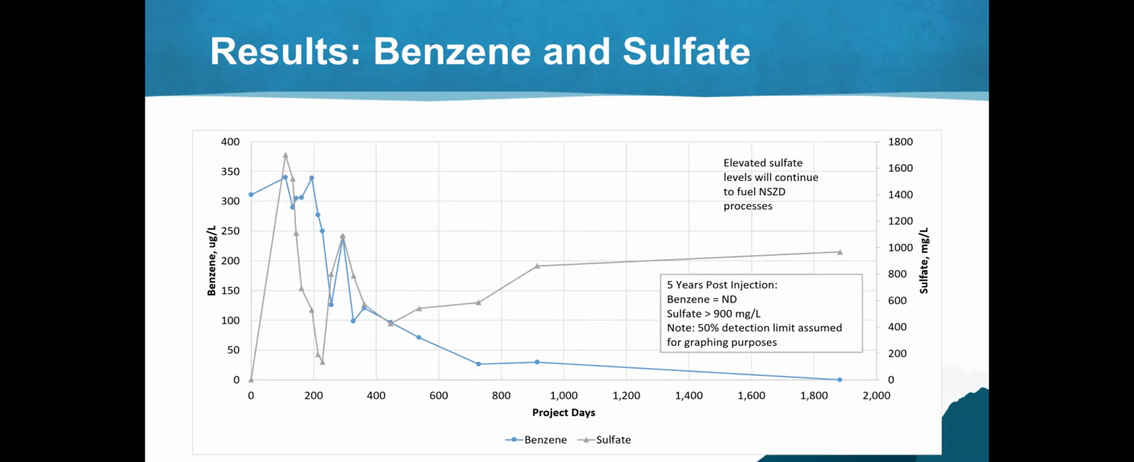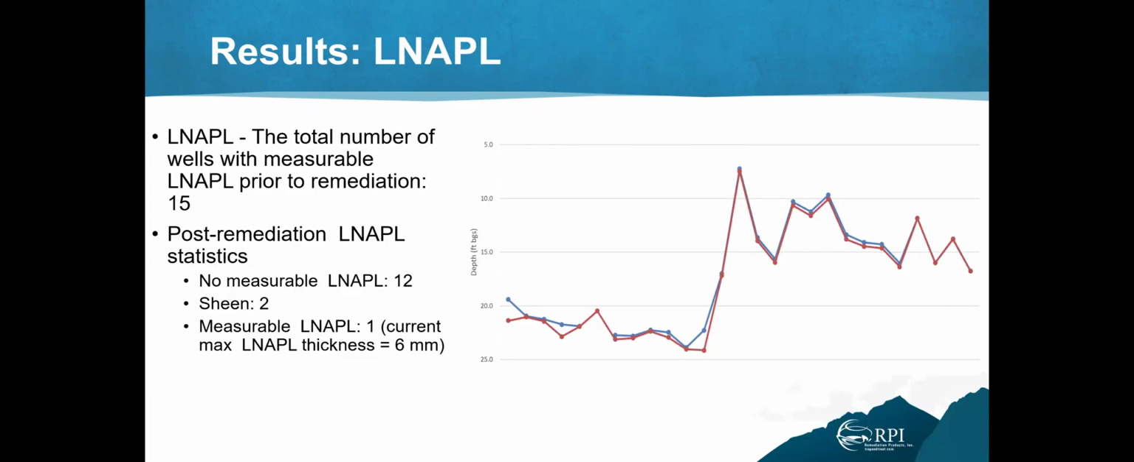Okay, this particular one, you see benzene and sulfate. So the gray line is sulfate, the blue line is benzene. The benzene concentrations drop significantly. And you'll see that there was enough sulfate installed that we still had sulfate available once the benzene was largely degraded. This particular graph is really meant more as an illustration than anything.